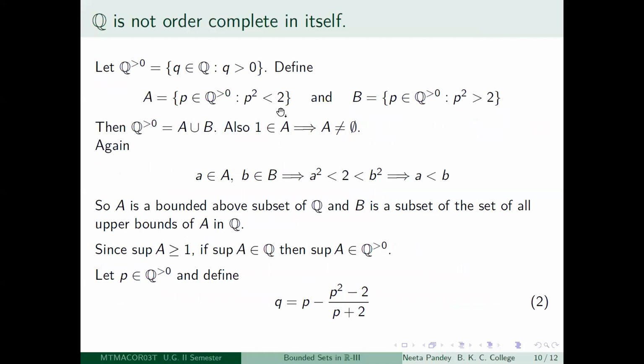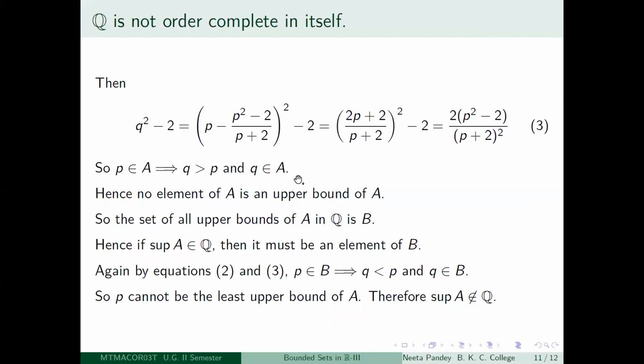So what did you prove? You showed that if p is a positive rational number, then if p belongs to A, it is possible to get a q which is greater than p and which belongs to A. So any element of A cannot be an upper bound of A, because whatever element of A you take, you will be able to get an element of A which is greater than that element. So no element of A will be an upper bound of A.